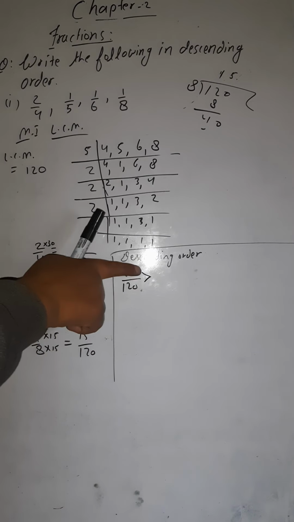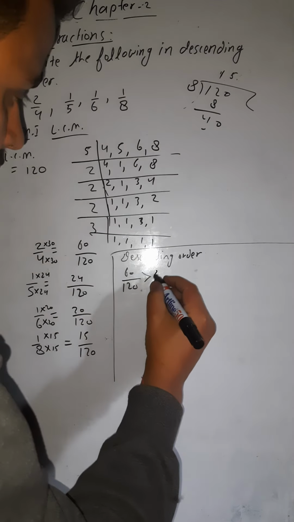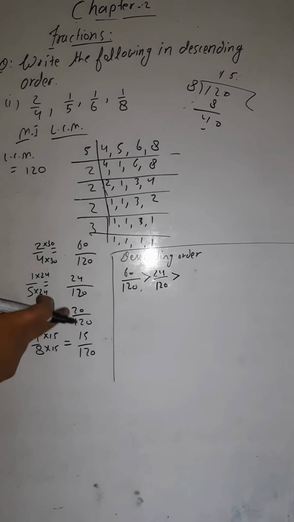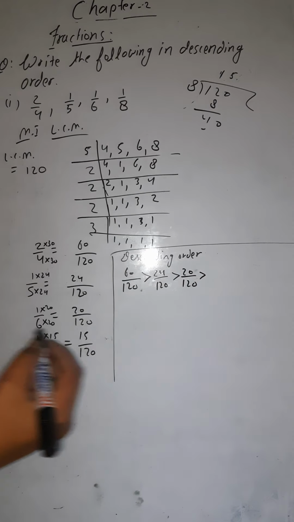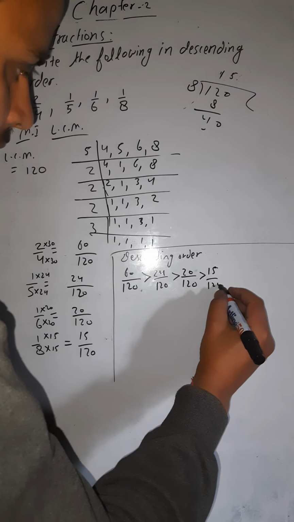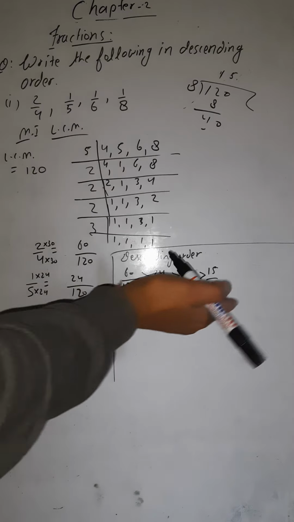Okay. So smaller than this is which fraction? This is the biggest one. So smaller than this is 24. Less than 60 is which one? I think 24. So the next one would be 24 by 120. Then less than this is which one? 20 by 120. Then less than this is which one? 15 by 120. So this is how we would write the fractions in descending order.